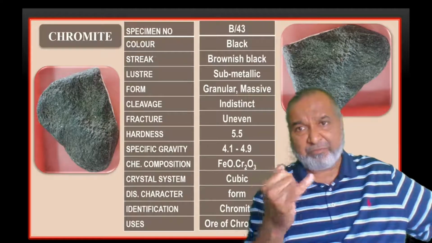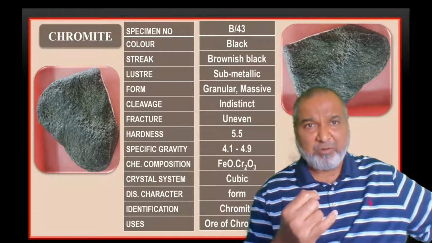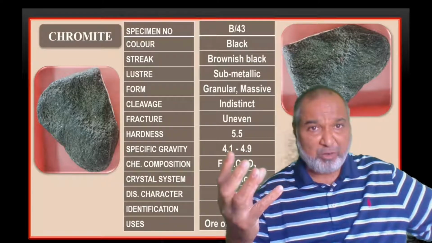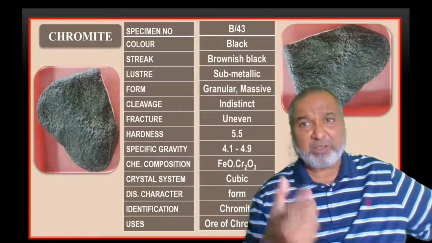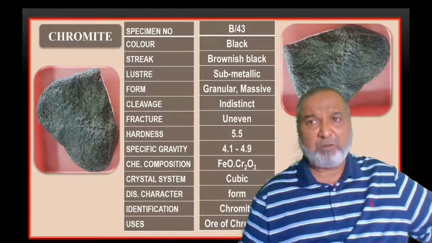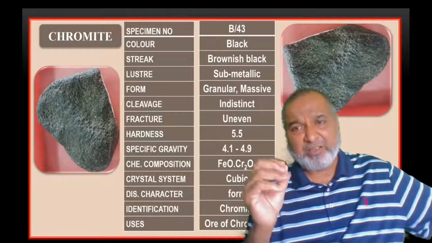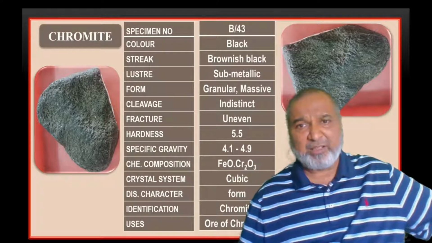We have all three: fine granular form, our chromite, as well as coarse chromite grains. That sample we also have. So any one may be kept in the examination, so you have to prepare both. But here I have taken the granular one, with very small grains in it.